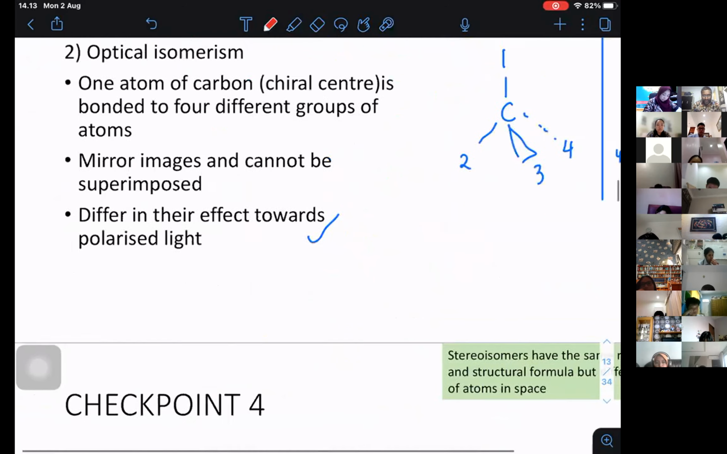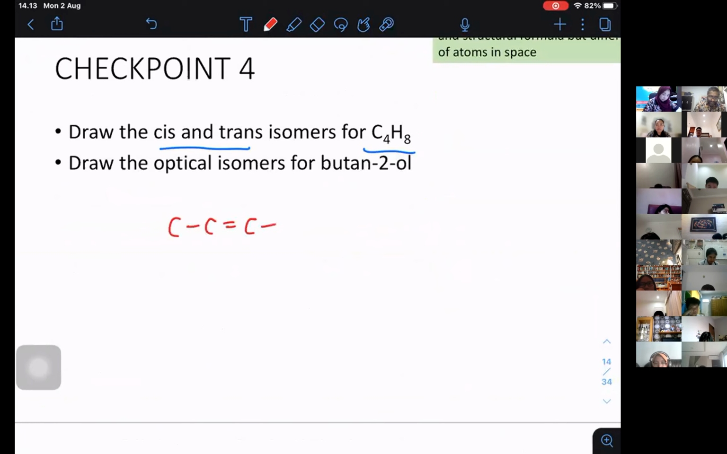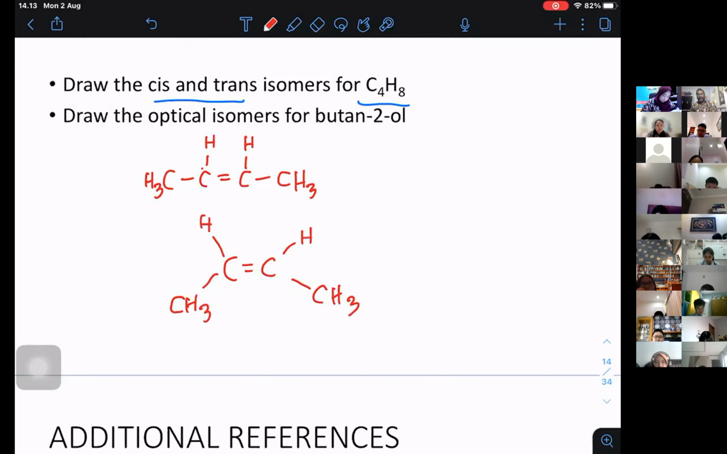So if I bring my but-2-ene in here, this is the one that will give you your cis and trans. So how do I draw? You put this one CH3, this one H, you put H, you put CH3. If you want to show them better, you draw like this: C, H, CH3, and then H, CH3, side by side. CH3 and CH3 side by side.